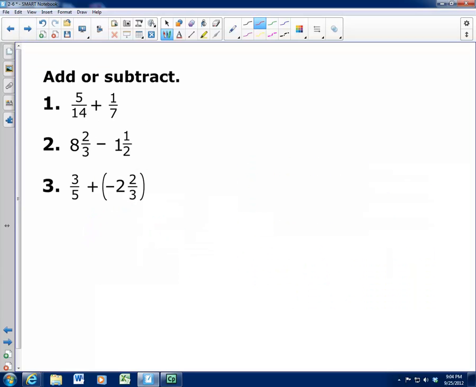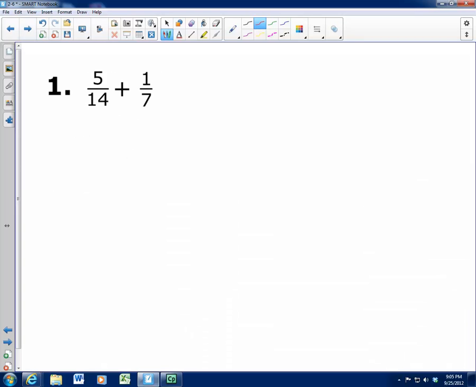All right, these are the three examples that we're going to do today. 5/14 plus 1/7. Then we're going to have some mixed numbers here on number 2. 8 2/3 minus 1/2. And finally, number 3, we're going to have 3/5 plus negative 2 2/3. There we go with the integers again. Those things never go away, do they? All right, let's take a look at our first example.